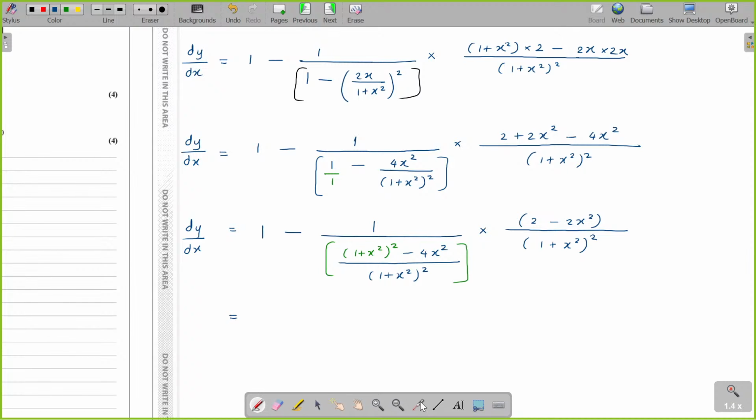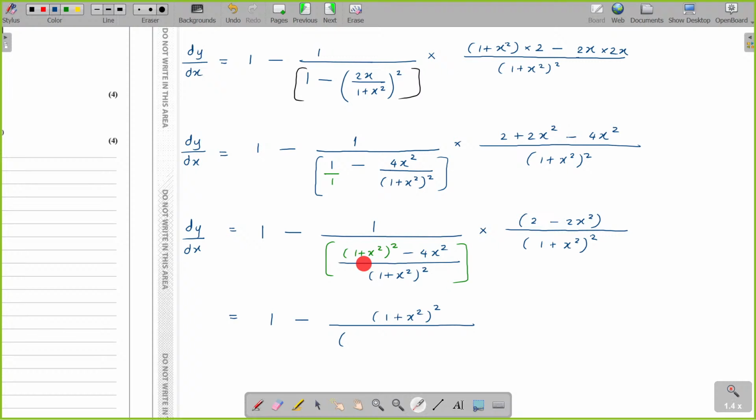We can bring the denominator, the 1 plus x square, which is in the denominator here, up to the numerator, isn't it? How does it work? 1 minus, yeah, the (1 plus x square) square will come to the numerator. In the denominator, I am going to have (1 plus x square) square minus 4x square.